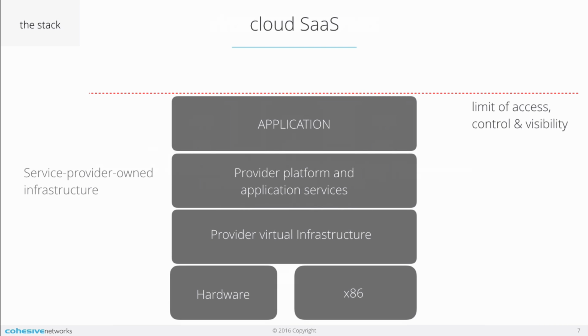Software as a service, you rent everything under the line of access, control, and visibility, and you just get a web UI or user interface. So that's things like web-based CRM, Slack.